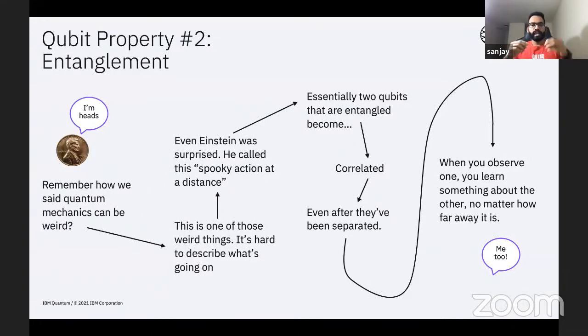If they are correlated, even if we separate them, like if I keep one qubit in India and one qubit in the US, and I know some information about the India qubit, I'll have some information about the US qubit. When you observe one, you learn something about the other, no matter how far it is. The other qubit also said me too. So if I entangle two qubits and measure one, I'll be knowing something about the other qubit. This is the entanglement that we use in quantum computers, and it is a very difficult concept to understand.